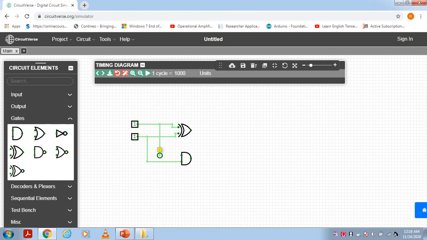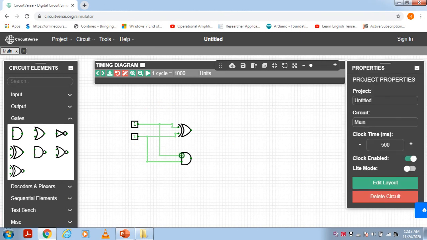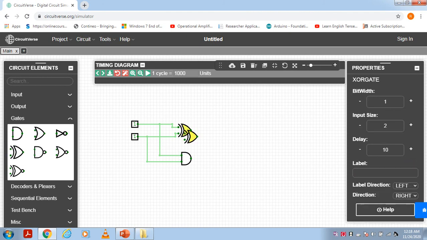Okay, so this is my first half adder circuit. Next, similarly I need one more half adder circuit. So that means this is my second one, second half adder circuit, and one OR gate is also required. So this is my final. Okay, so this is my first half adder circuit. Now one more input is required.